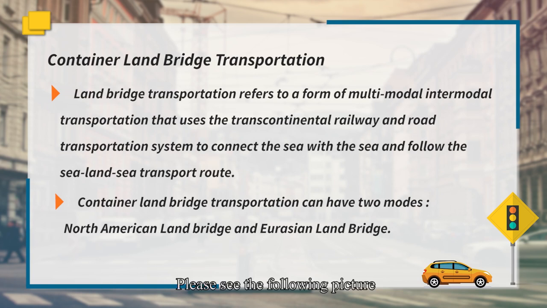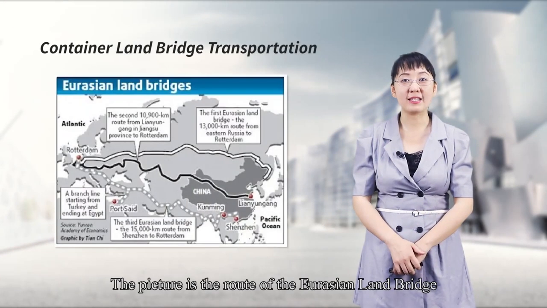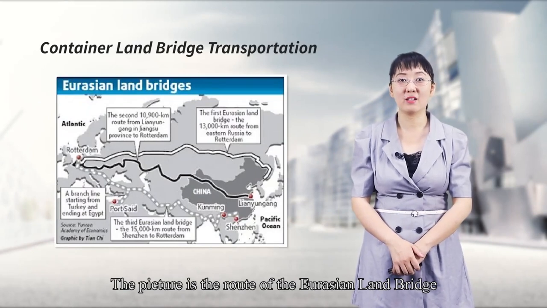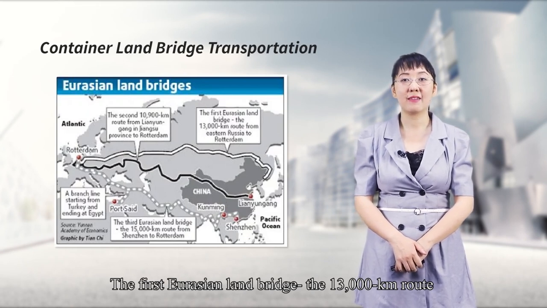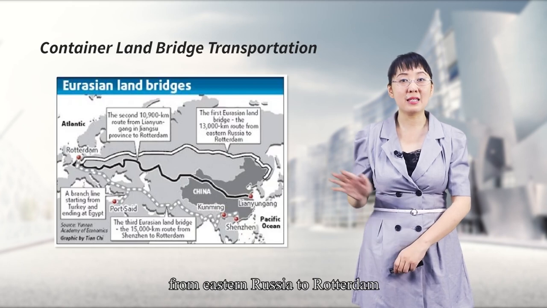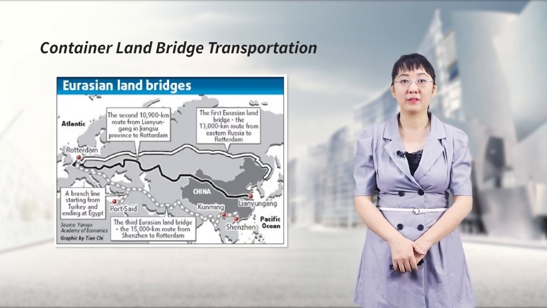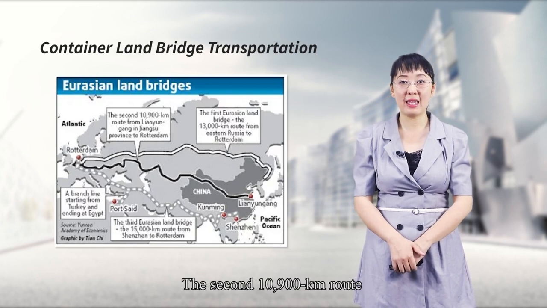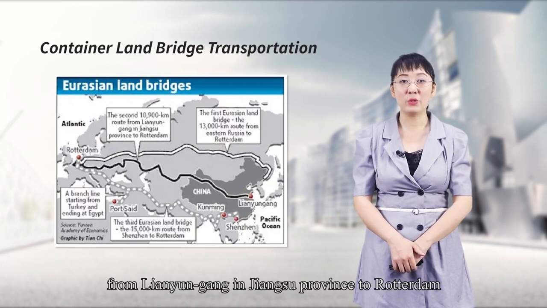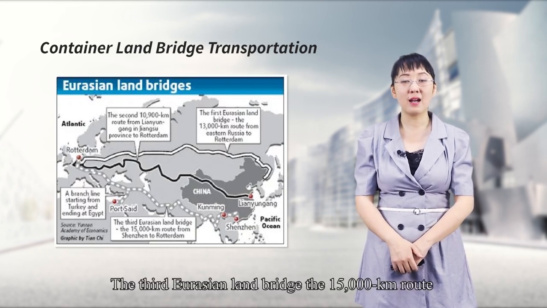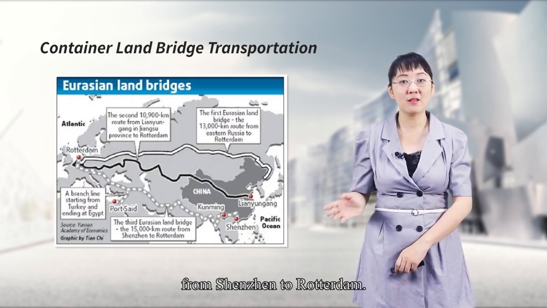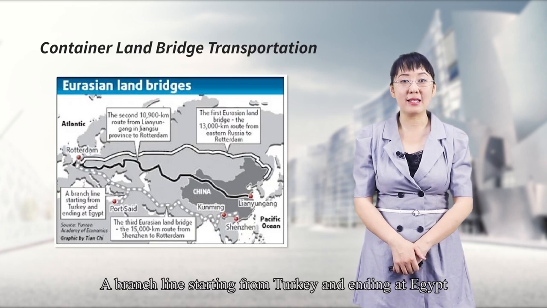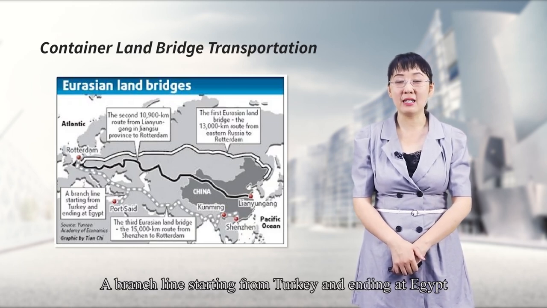Please see the picture. The picture is the route of the Euro-Asian land bridge. The first Euro-Asian land bridge is the 13,000 kilometers route from Eastern Russia to Rotterdam. The second is the 10,900 kilometers route from Lianyungang in Jiangsu Province to Rotterdam. The third Euro-Asian land bridge is the 15,000 kilometers road from Shenzhen to Rotterdam, with a branch line starting from Turkey and ending in Egypt.